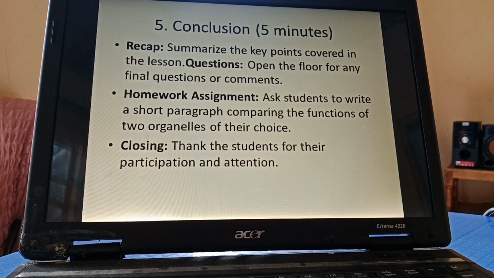Excuse me, guys. Conclusion, which takes 5 minutes. Summarize the key points covered in the lesson. Questions: open the floor for any final questions or comments. Homework and assignment: ask students to write a short paragraph comparing the functions of two organelles of their choice. And finally, closing: thank the students for their participation and attention.